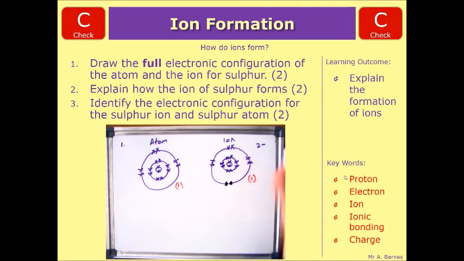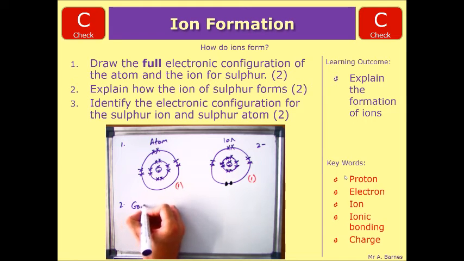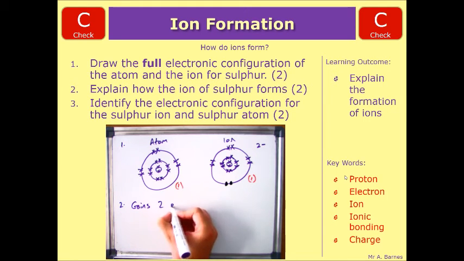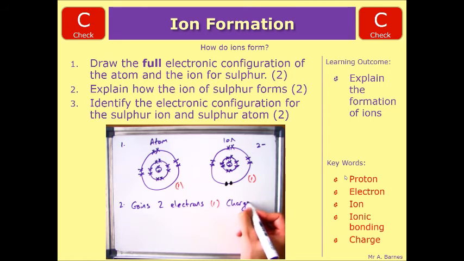Question 2, which is explain how the ion of sulfur forms. The first mark there is to turn around and say what has actually happened to the atom, which is it's gained 2 electrons. So you get 1 mark for that. And then what is the charge? So it's gained 2 electrons, become S2-. So your second mark is for putting that charge of 2-.